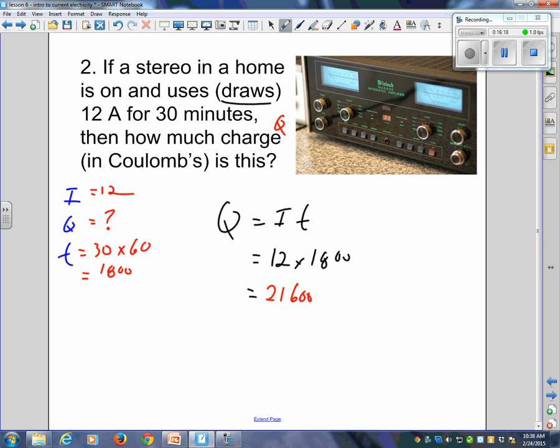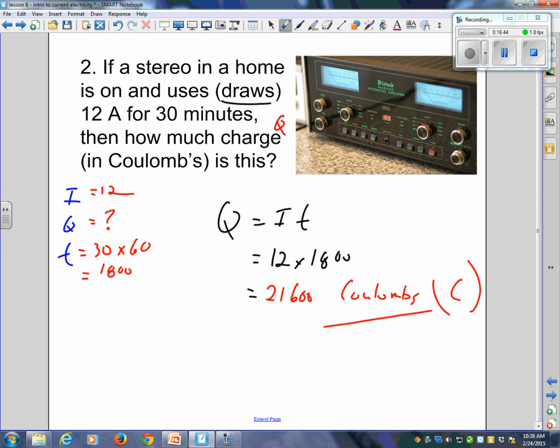21,600 what? Q is measured in coulombs. I haven't told you that either. Coulombs, named after Charles Coulomb, another French scientist, is the unit for charge. 21,600 coulombs. If you want, you can just use the letter C.